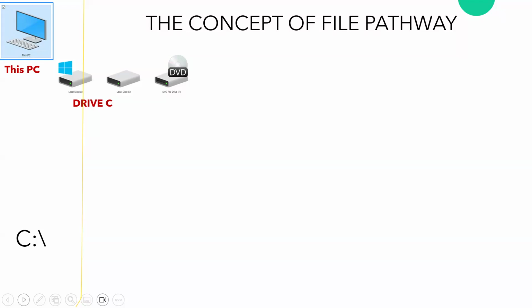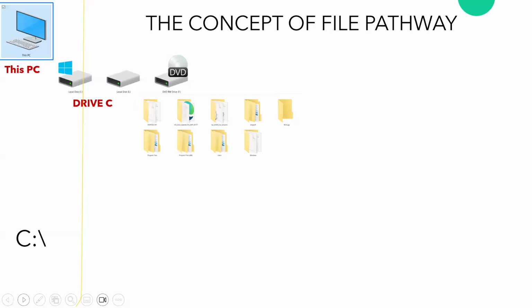By the way, this is what they call backward slash. Forward slash is the other way. This is backward slash. So in a file pathway for Windows, you are going to be using what? The backward slash. Now, under the drive C, I'm going to be having a lot of things inside.